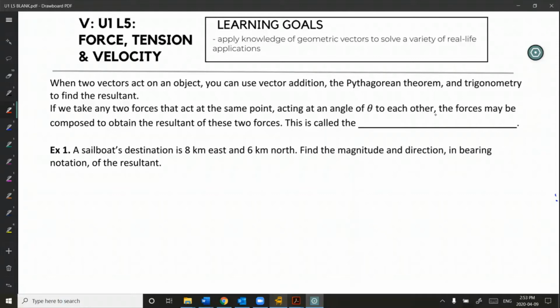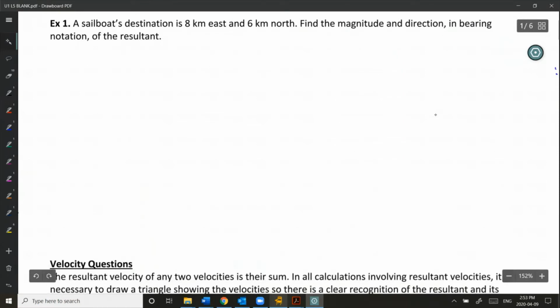If we have two forces acting at the same point, I think I mentioned this in an earlier lesson, the forces can be added or composed in order to obtain the resultant of each of these, and we call this the resultant vector. Okay, so let's take a look at a couple examples. I'll have some information in between some of these as well.